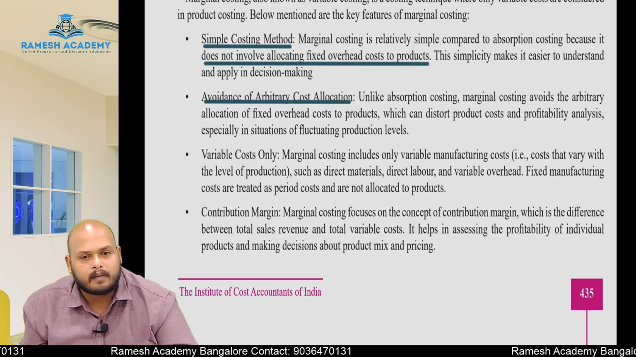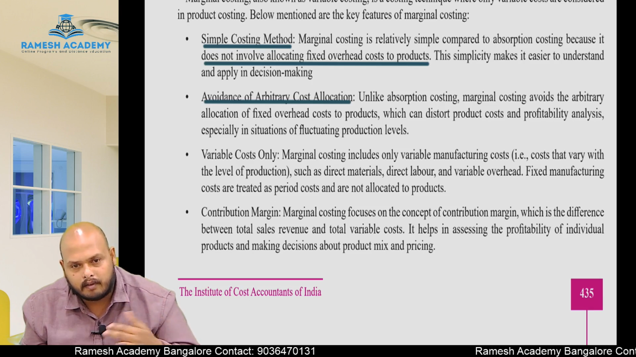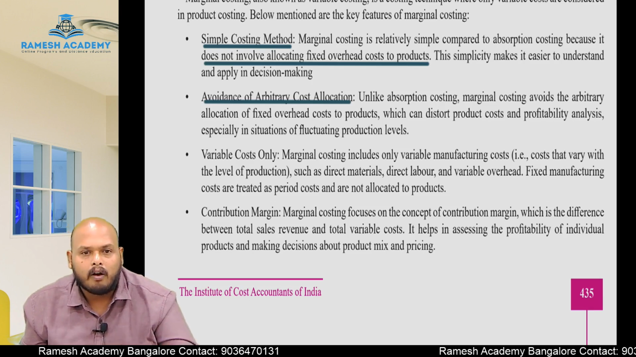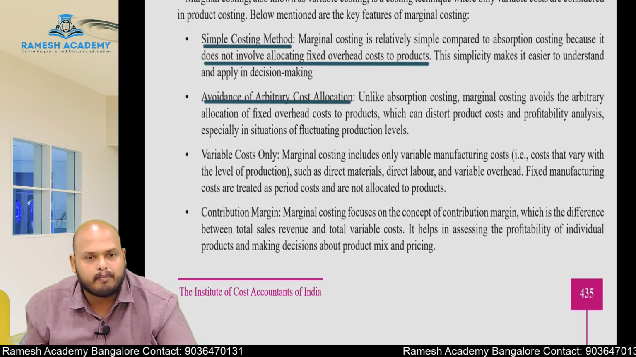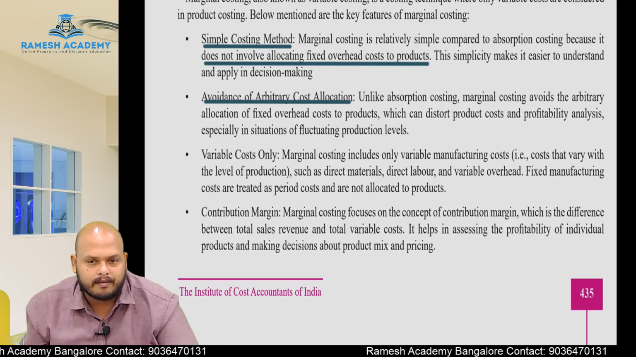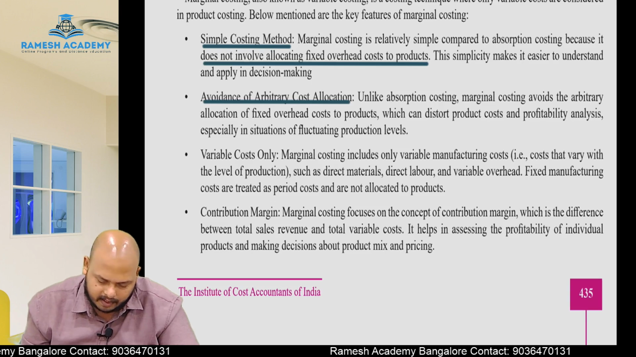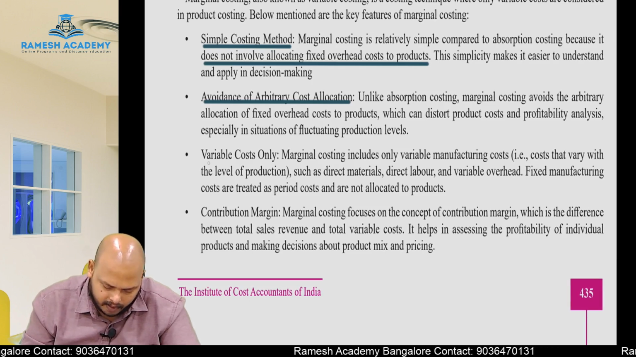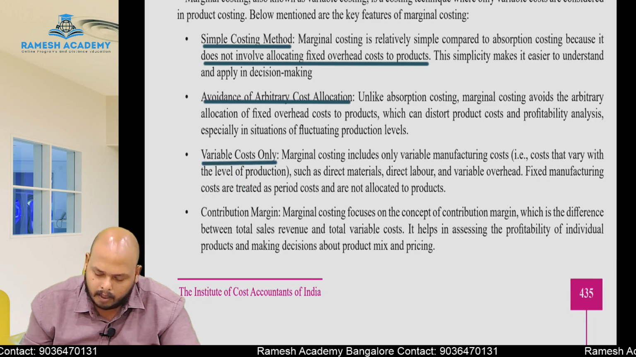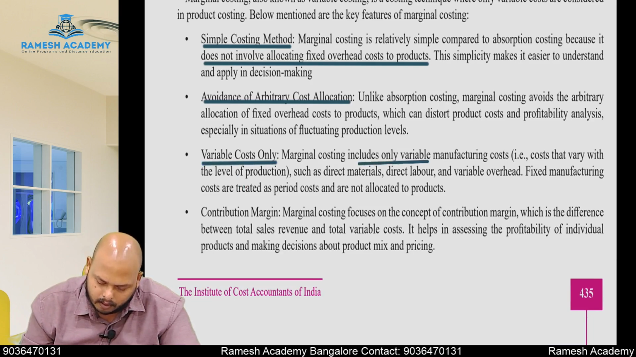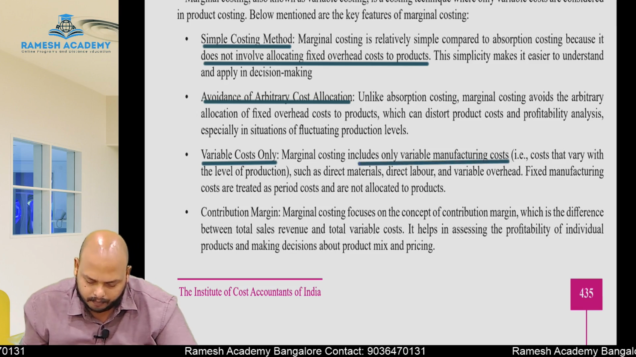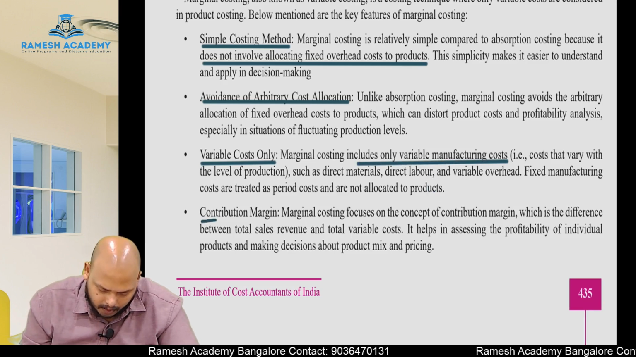There is no concept of treating fixed cost as a period cost which can be carried forward to next year. All this kind of headache is not there in the case of marginal costing. Simply, fixed cost we are ignoring. That is the reason. Next feature: variable cost only. Marginal cost includes only variable cost for manufacturing cost.